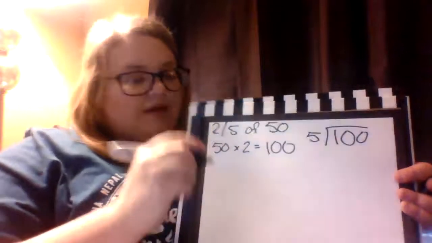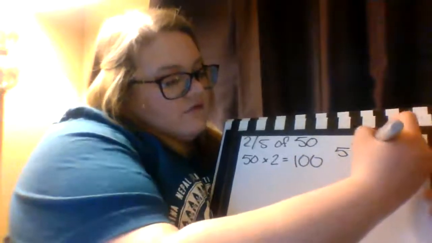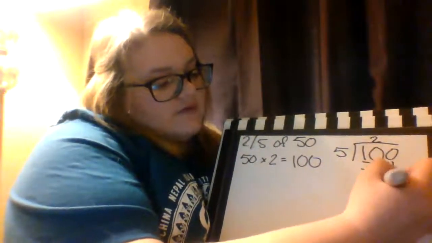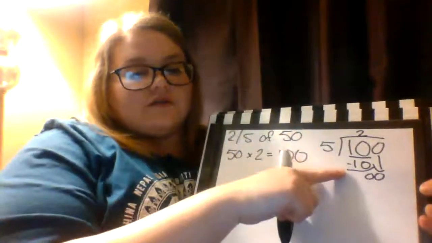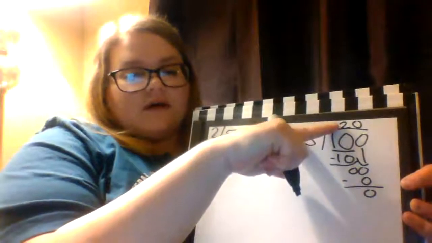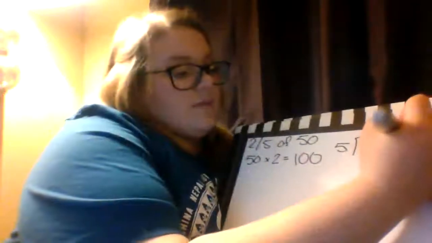I know this is backwards for you, but you can still kind of see it. 5 goes into 10 twice. 5 times 2 is 10. Bring down my 0. After I bring down, I can't stop right there. I have to keep going. So 5 goes into 0, 0 times. 5 times 0 is 0. So this number right here, I have my answer. I was looking for pink Band-Aids, so I have 20 pink.